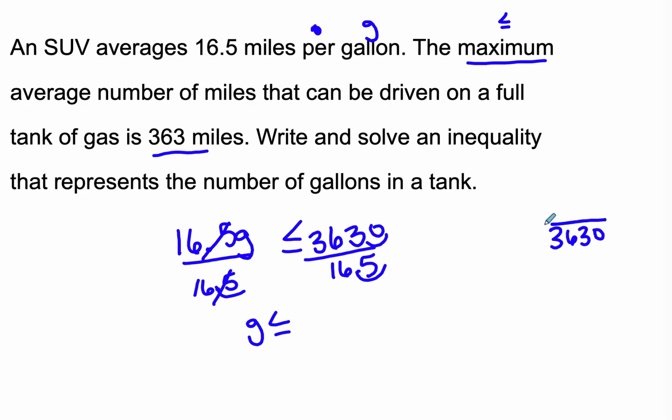3,630 divided by 165. I'm going to have to do a little check and guess strategy here to figure out how many times 165 goes into 363. So if I'm guessing here, I'm guessing it's going to be 2 times, but I do need to double check that.